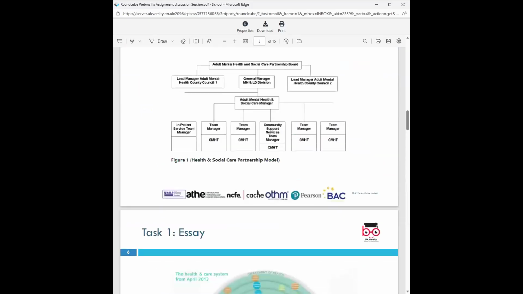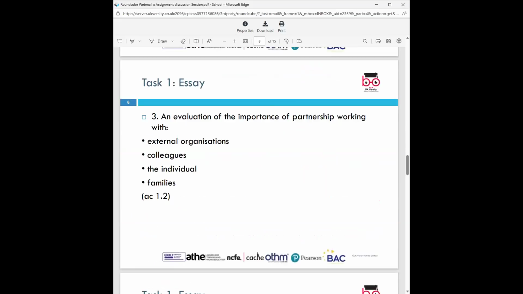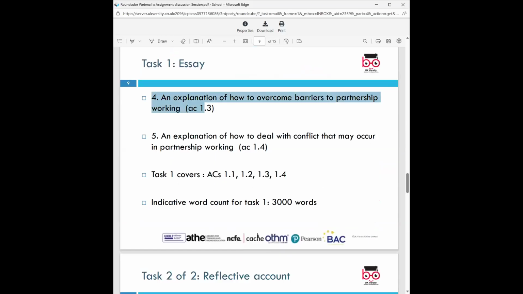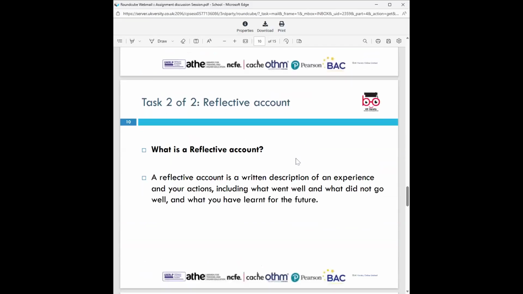Put that as a heading. Then put the answer under it. Then number 2, put this as a heading. Put the answer under it. Number 3, put this as a heading. Put the answer under it. Number 4, put this as a heading. Put the answer under it. Okay. And number 5, put this as a heading and put the answer under it. And this is all learning outcome 1, AC 1.1, 1.2, 1.3, 1.4. It's written here for you, what it covers, okay? Okay. And it's 3,000 words, okay? So that's task 1, okay?